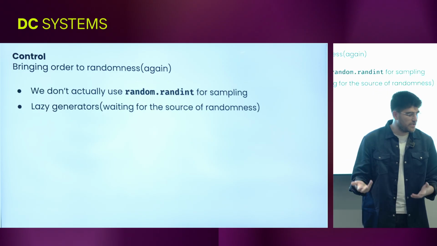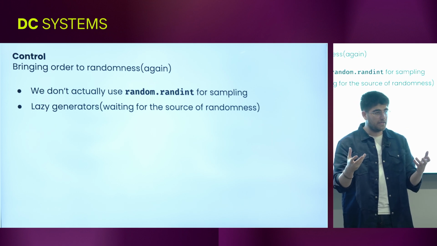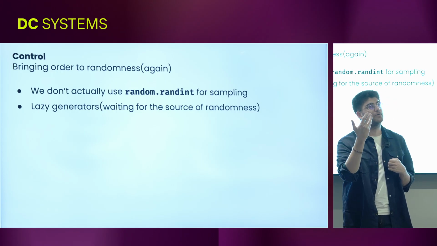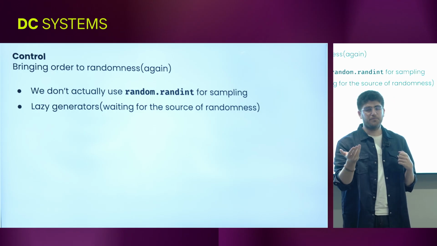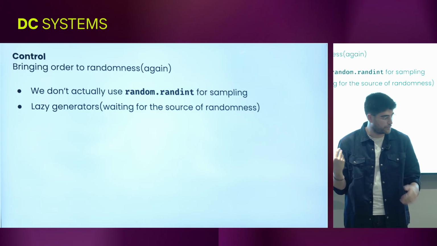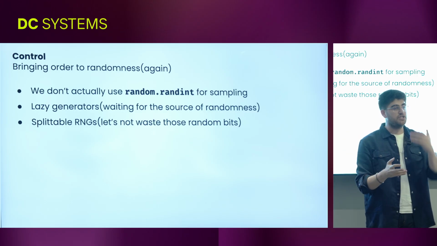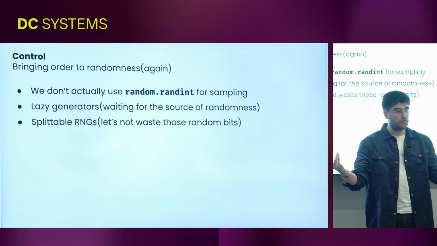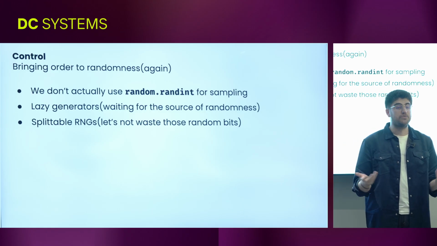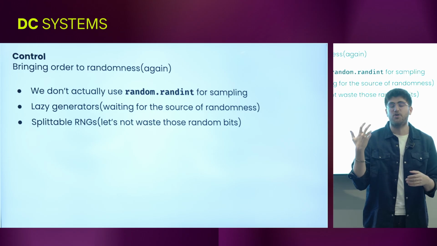The way we do that is, our generators are actually lazy. They're not just functions that we are calling. The laziness comes from the fact that you're waiting for the source of randomness, the RNG, from the environment. And there is this thing called a splittable RNG, in which you take an RNG and split it into two independent parts. So now you can use it as if you have two different RNGs, while you actually have one.